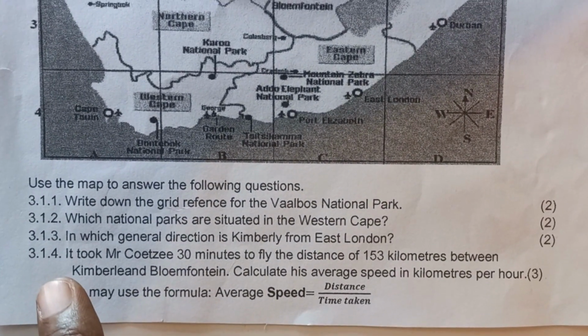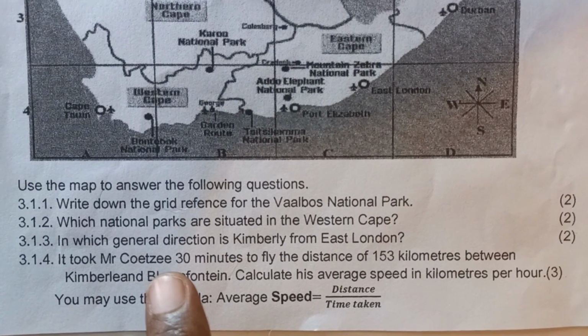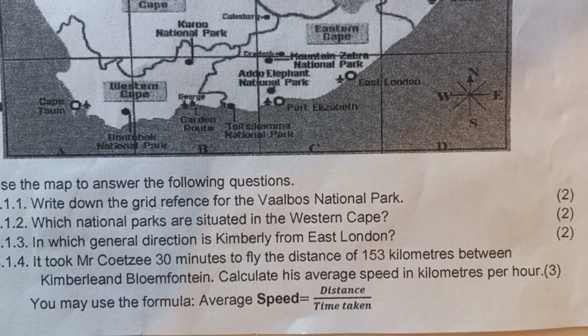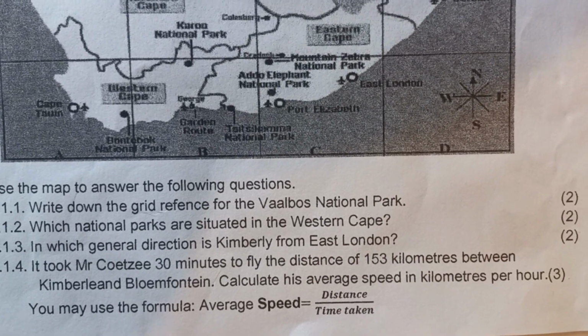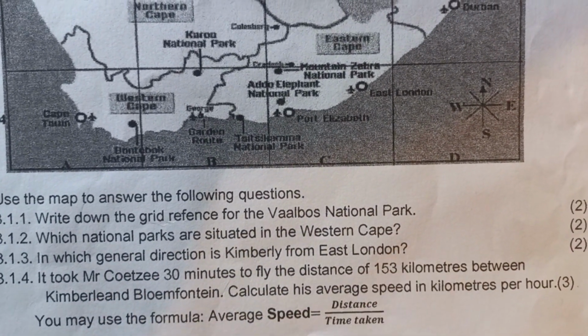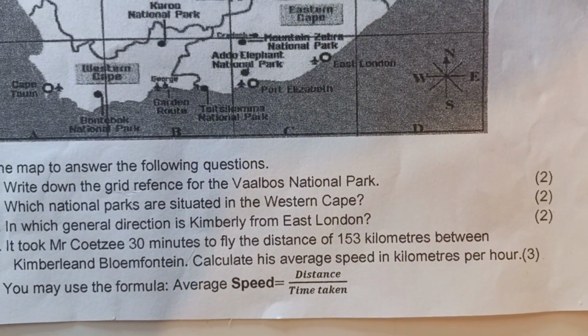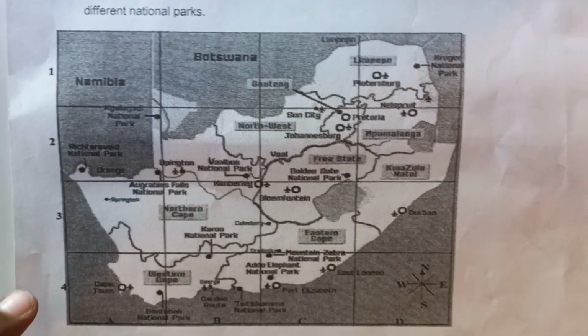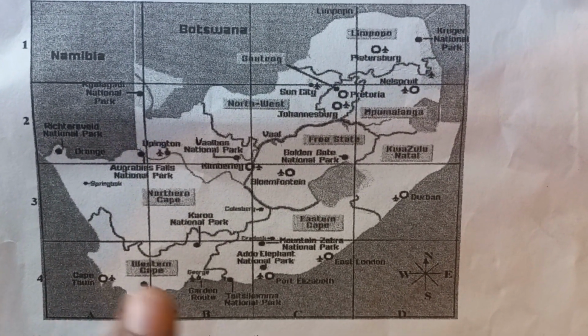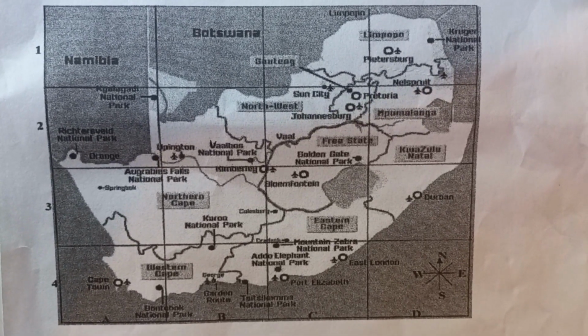In 3.1.1, they say write down the grid reference for the Valbos National Park. So you have to go to the map and find the Valbos National Park. Now this map, when you look at it, they divide it into grids, into squares. So on this side, it's 1, 2, 3, 4 on the grid. And on the bottom side, it's A, B, C, D. So there'll be a particular box where you'll find that national park, the Valbos National Park.